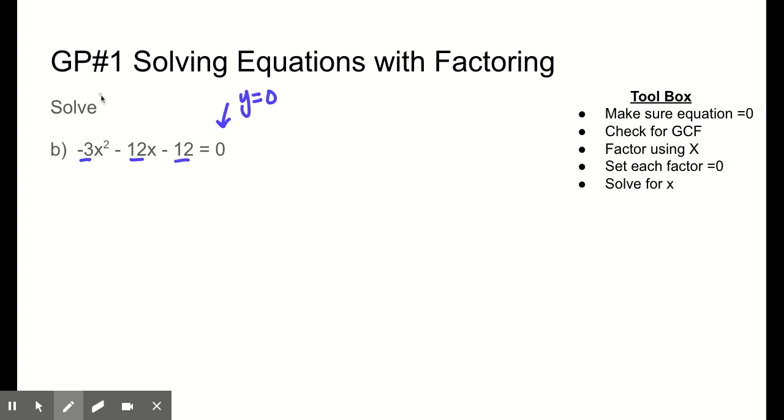Now remember, when we're factoring, if a is ever a negative, we have to factor that negative out, regardless of the other terms. So here we definitely have to factor out a negative, and 3, 12, and 12 are all divisible by 3. So we're going to go ahead and factor out the negative 3 as the GCF. When we do that, that leaves us with x squared plus 4x plus 4.